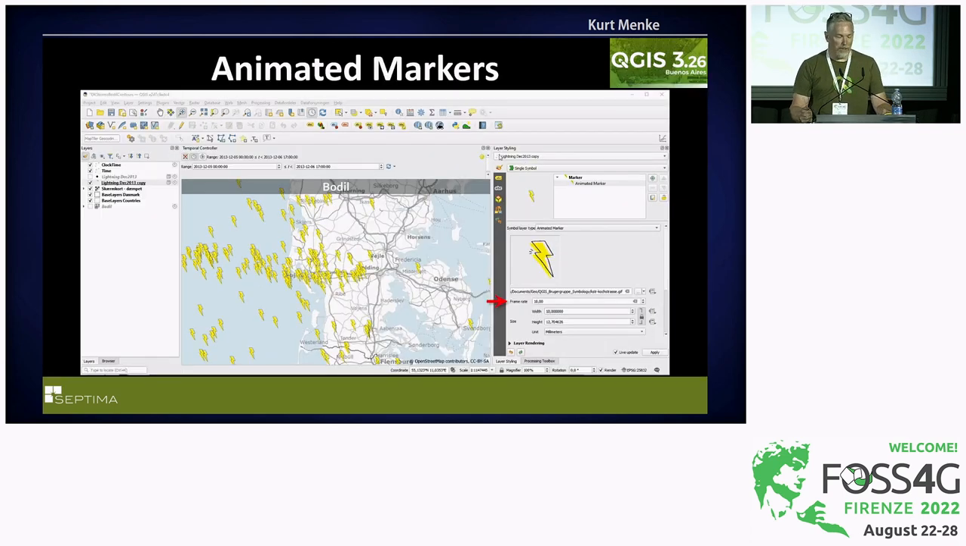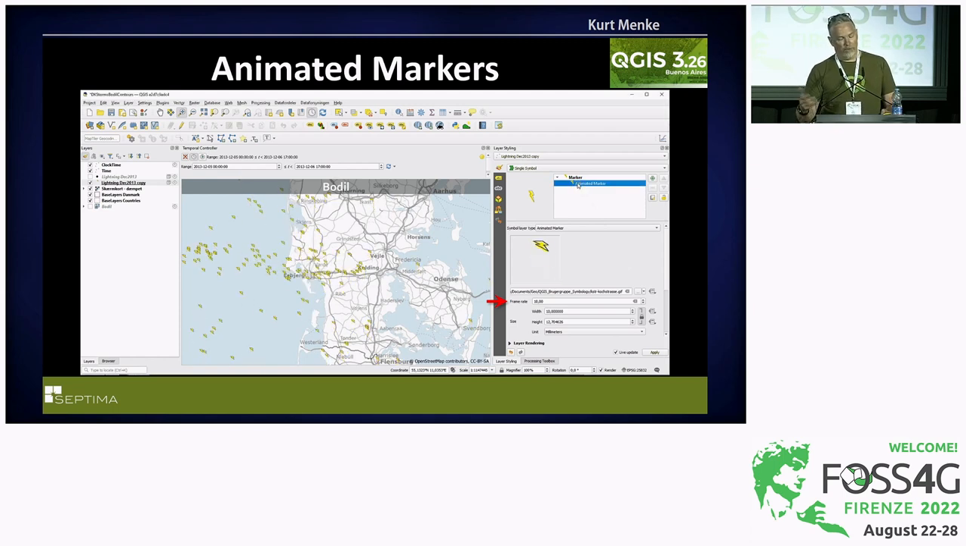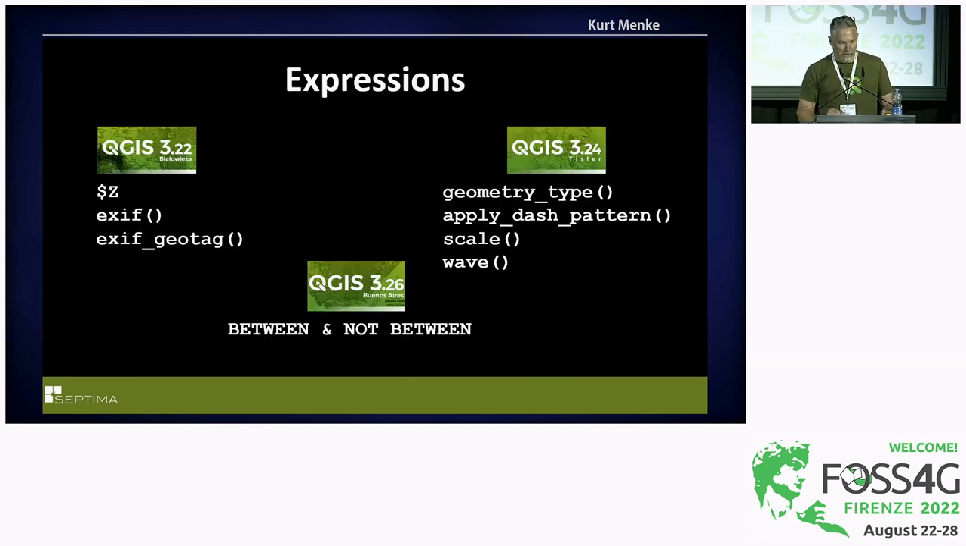And then animated markers. So here I have some storm data, and so I have some lightning points. So I found an animated GIF for a lightning bolt. And so you can just use any animated GIF now for markers for points. And there's a nice little setting here for the frame rate. So you can use that to increase or decrease the speed at which that animation plays. There's actually another feature where it's possible to now animate any symbol, any point symbol in QGIS. I don't have an example of that handy, but Nyall Dawson has been busy.